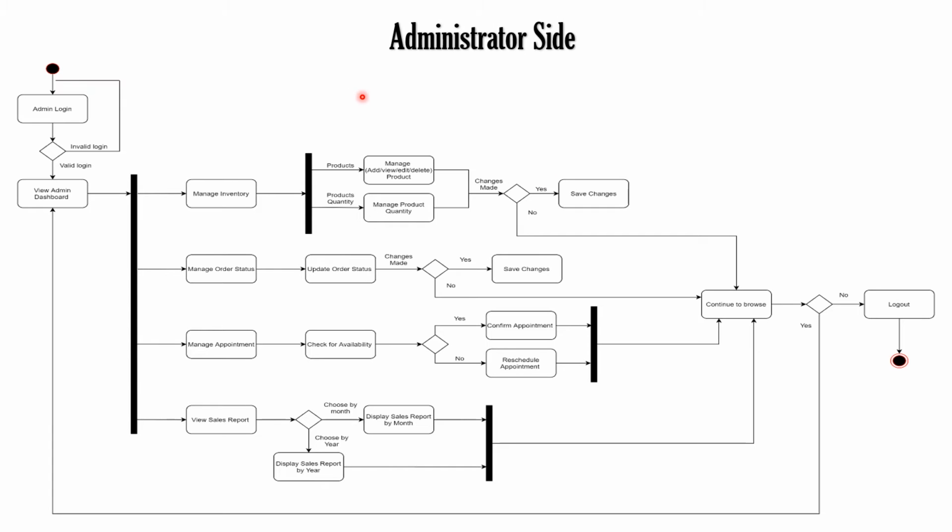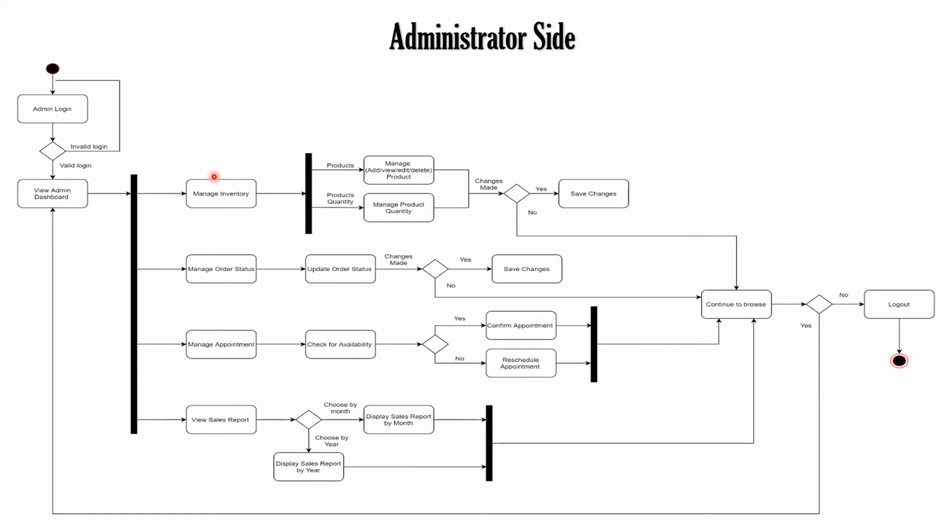The next one is the admin side. For the admin side, when the admin logs in, the admin will view the dashboard. It will direct to the view dashboard, and from here you can do a lot of things: manage inventory, manage order status, manage appointment, and view sales report. From here you can see all the flow, also the logout.